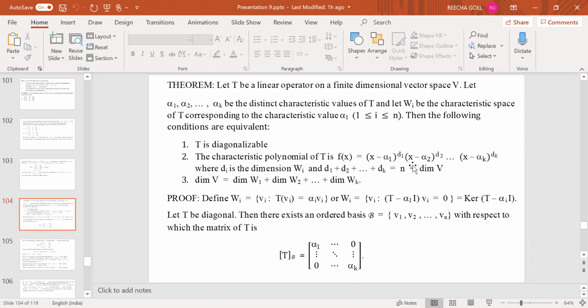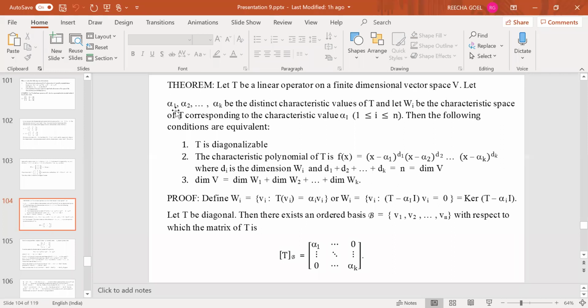Okay. And what is the relation between D1, D2, D3, ..., Dk? The sum of all these dimensions, D1 plus D2 plus ... plus Dk, is n. That is the dimension of the vector space V. So the dimension of V is nothing but dimension W1 plus dimension W2 plus ... plus dimension Wk. So T is diagonalizable and its characteristic polynomial is of this particular form.